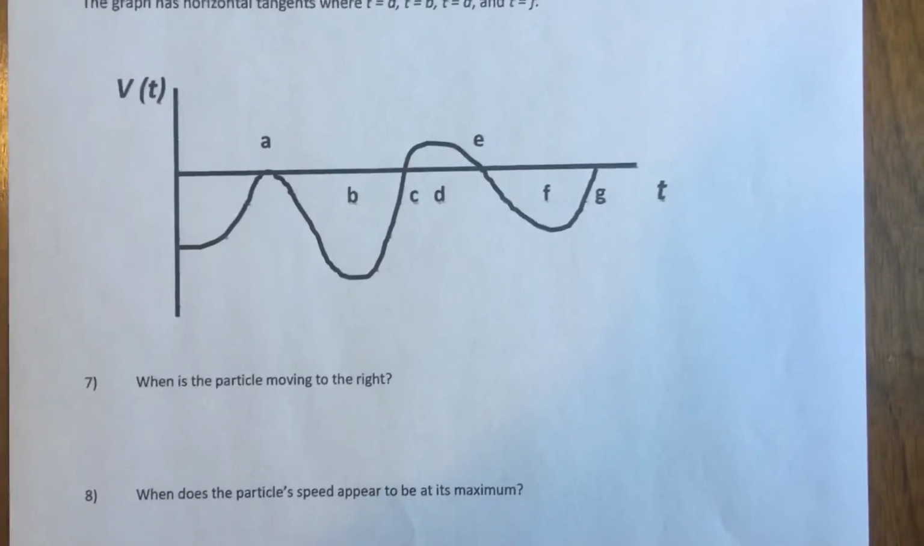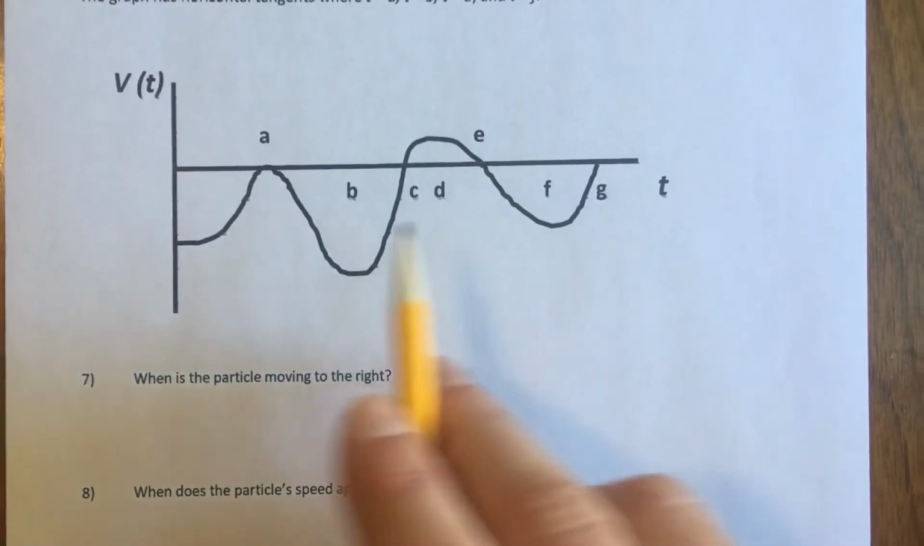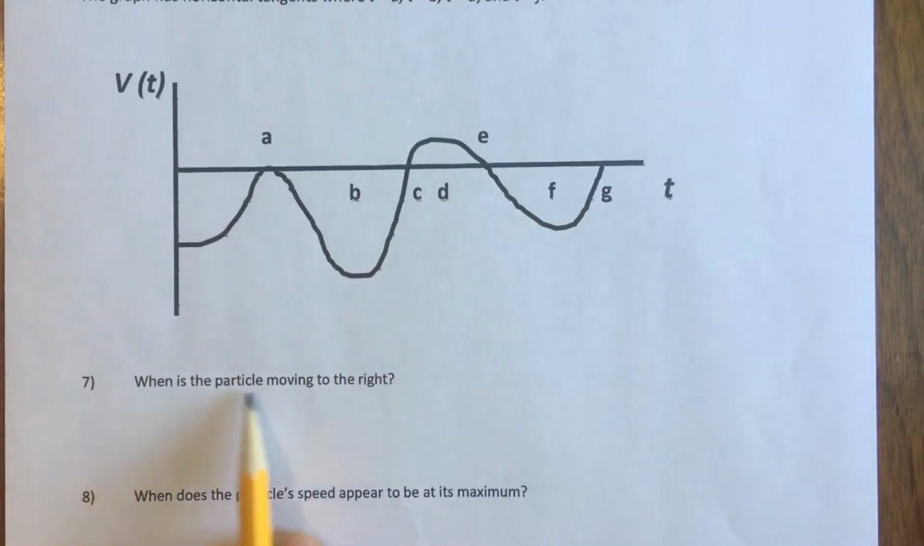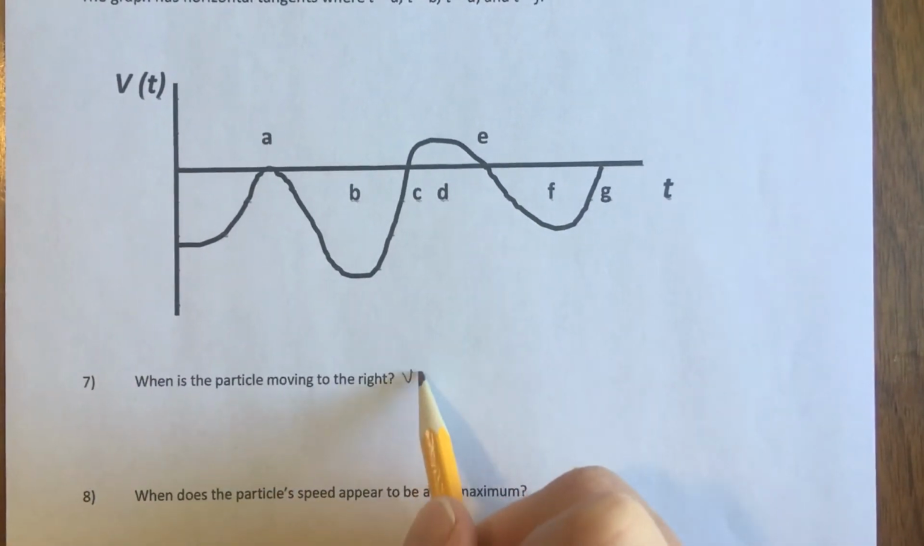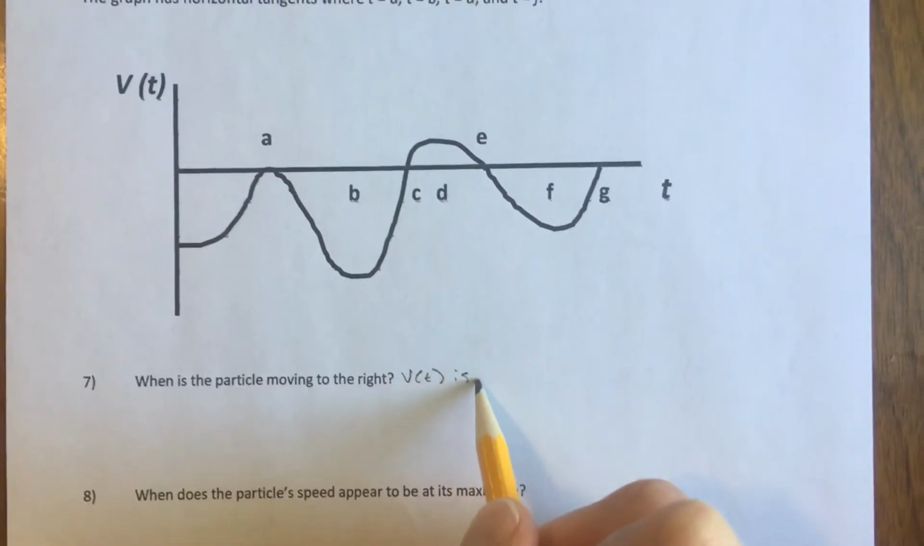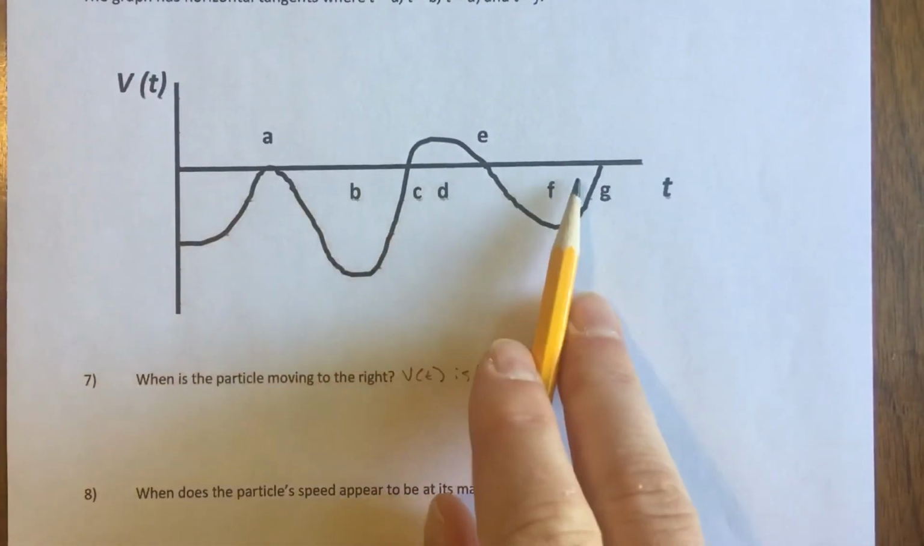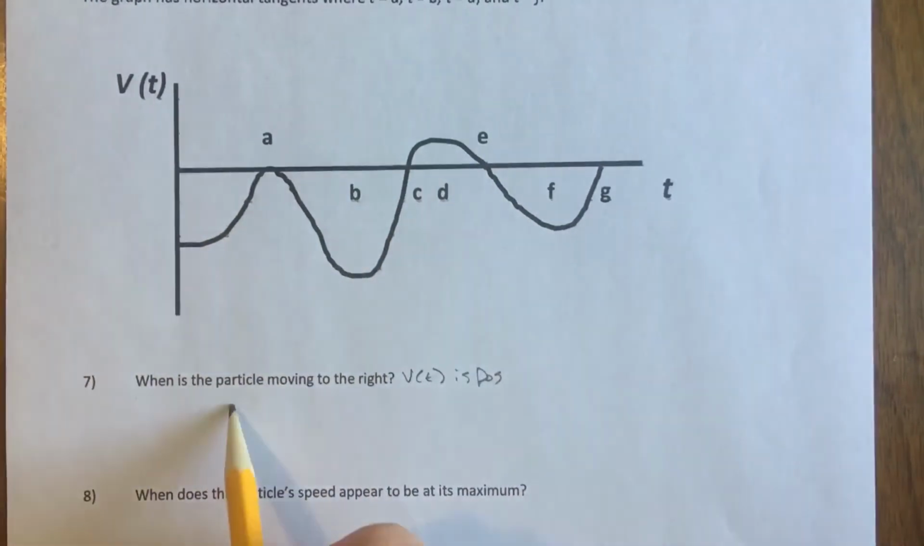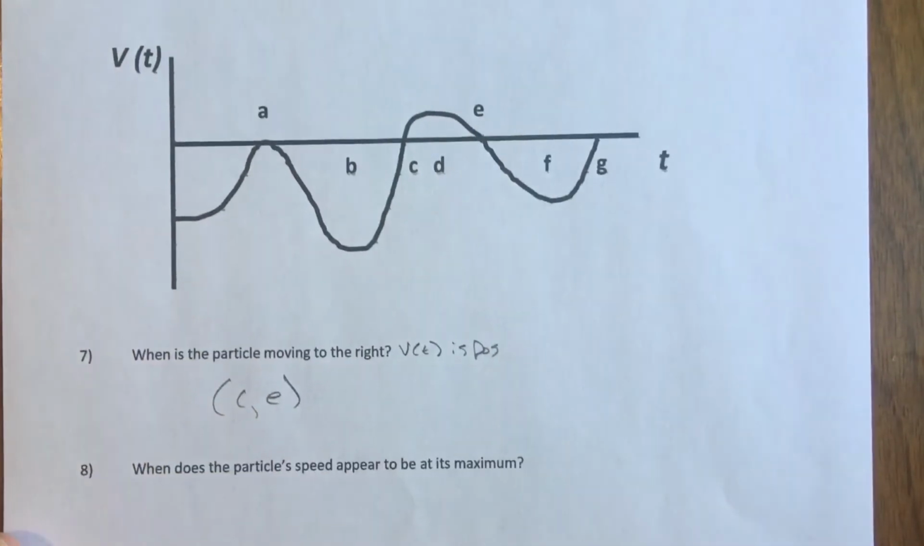All right, this is the second part of the review for quiz 2526. First they give us a velocity equation. When is the particle moving to the right? The particle is moving to the right when our velocity is positive. This is the velocity, and this is positive when it's above the x-axis, which is between C and E.